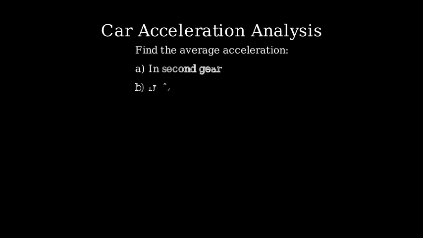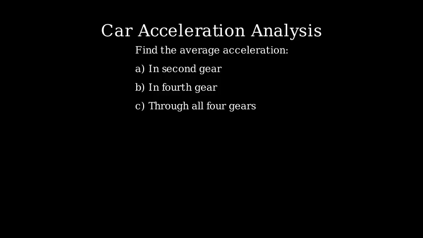Let's solve a problem about car acceleration using a velocity versus time graph. We're given a graph showing how a car's velocity changes over time as it shifts through its gears. We need to find the average acceleration in second gear, fourth gear, and through all four gears.